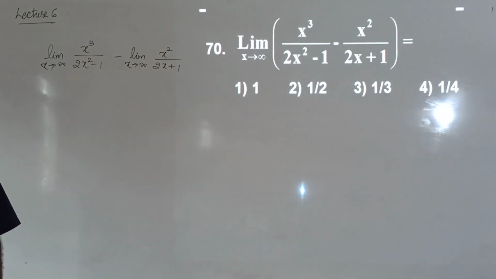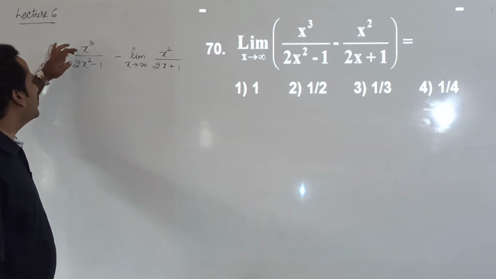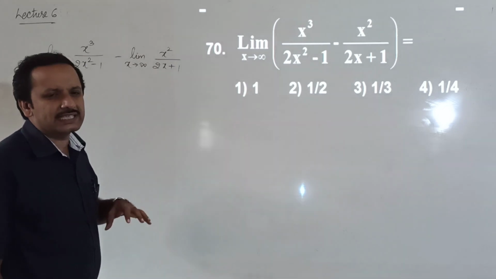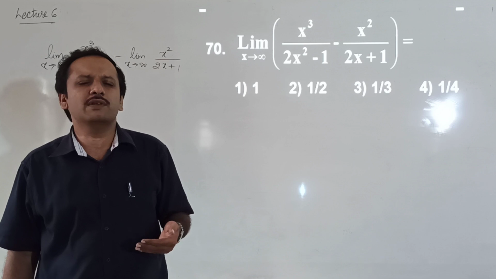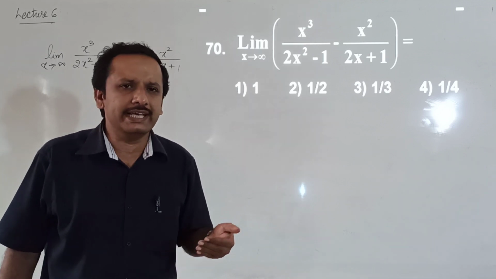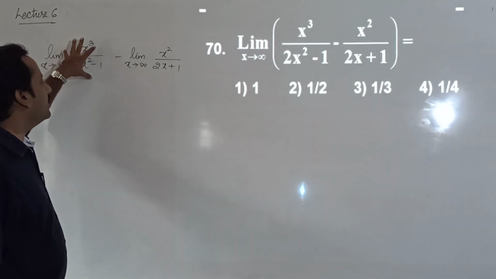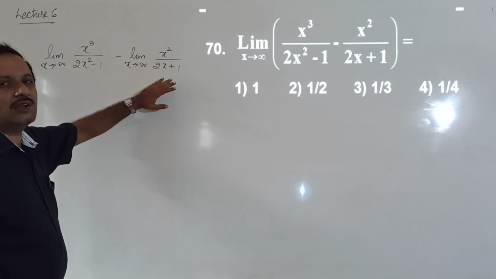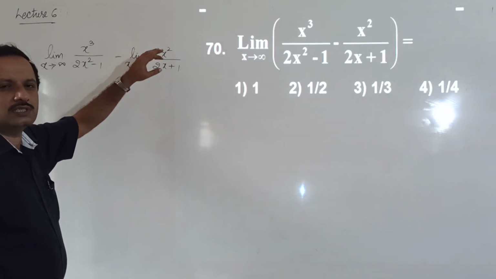Okay? So now what happens? Observe that the numerator has a larger degree. The degree of the numerator is greater than the degree of the denominator. When you have limit x tends to infinity f of x by g of x, where f and g are polynomial functions with the degree of f of x greater than the degree of g of x, then the value of that limit will be infinity. So this will be infinity. Similarly, this will also be infinity. The numerator has a larger power, so this will be infinity.